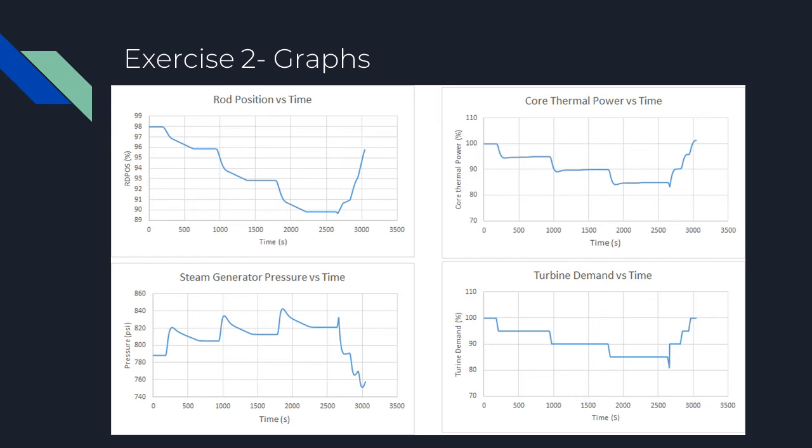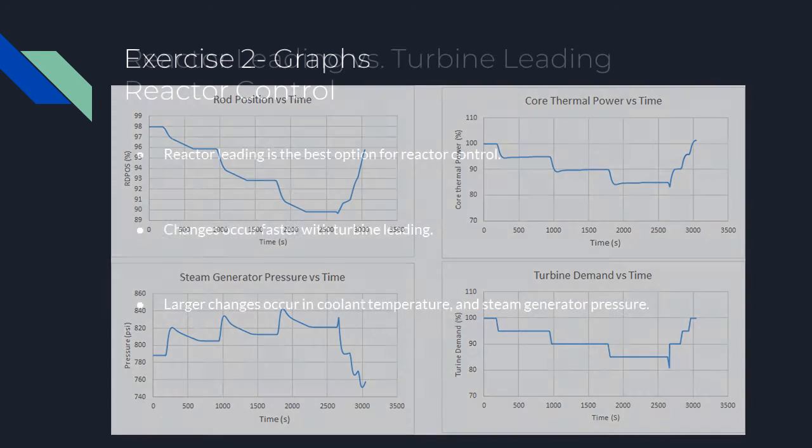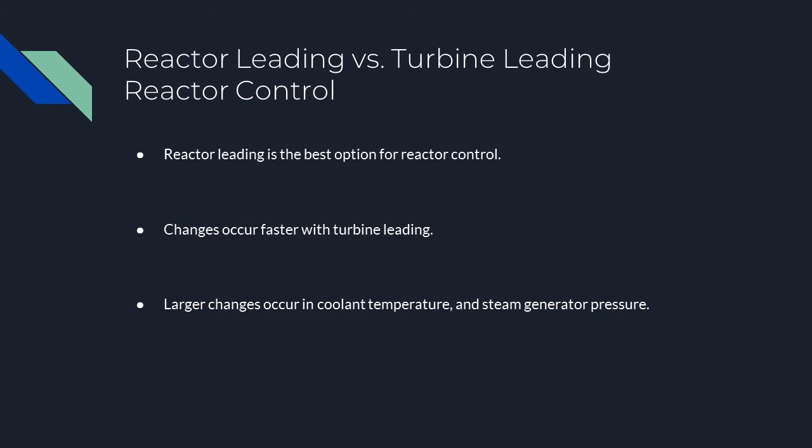Finally, in the bottom left graph, you can see how the steam generator pressure changes based on the turbine demand. You can see an increase in pressure as turbine demand goes down and a decrease in pressure as turbine demand goes up. This occurs because the coolant temperature and turbine demand have an inverse relationship. Reactor leading is the best method to use for stable reactor control. Changes occur faster with turbine leading.